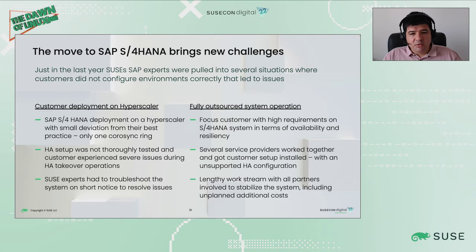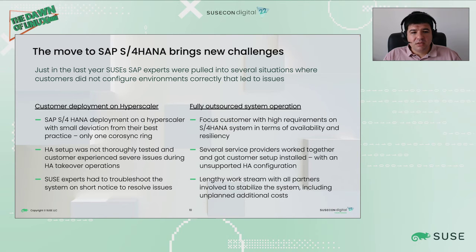So for example, we had customers deploying on the hyperscaler where, even though we have very well documented and established best practices, sometimes one small deviation from that brings you to a non-compliant system where unexpected failures might occur. So one customer, for example, had deviated a little bit from the best practice and was not using two corosync rings.